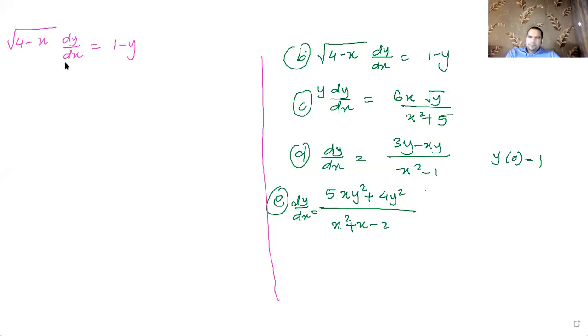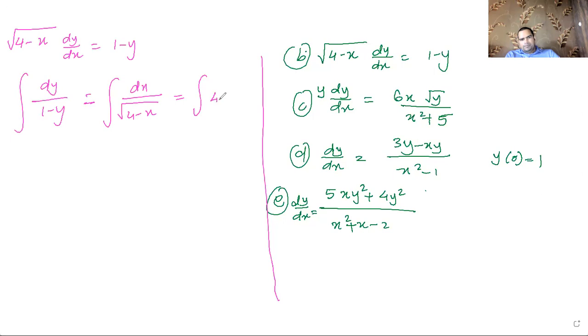Now for the b part, once again, first separate the variables: bring 1 minus y down here, and dx over root of 4 minus x on the other side. Then you integrate both sides. The integration of this is pretty easy. Just modify the structure before you integrate. It'll be 4 minus x to the power negative half dx.